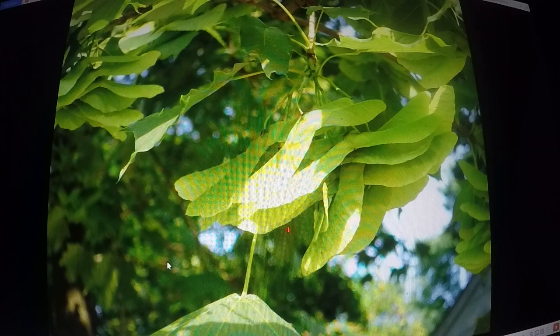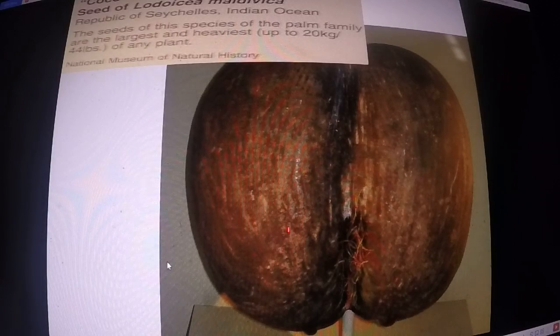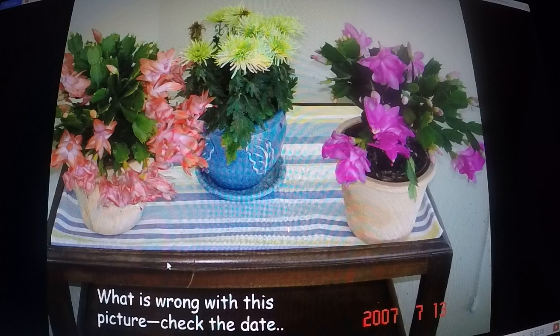This is a sugar maple. When these things fall off, they come down like a helicopter. So if the wind's blowing, usually when they fall off, it doesn't have to land right under the tree. It can land somewhere else where the seeds can germinate. This is the largest seed that they have, the Coco de Mer, which is from the Seychelles. They get up to about 20 kilograms or 44 pounds. You really don't want to be under the tree when that thing falls on your head.